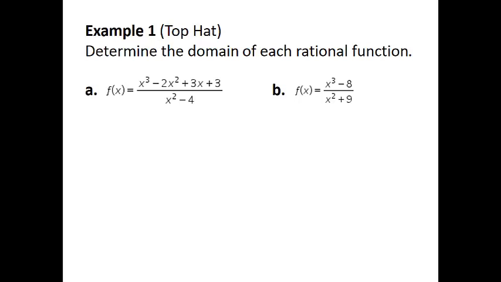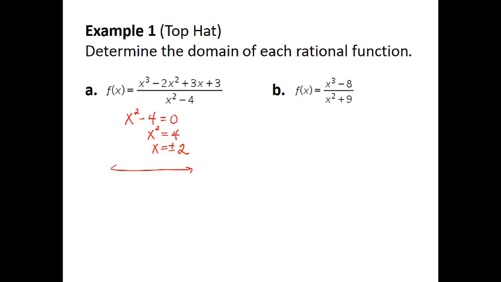To find the zeros of the denominator, we set x squared minus 4 equal to 0. That is the same as x squared equals 4. We can use the square root property to solve this equation. Therefore, x is equal to plus or minus 2.